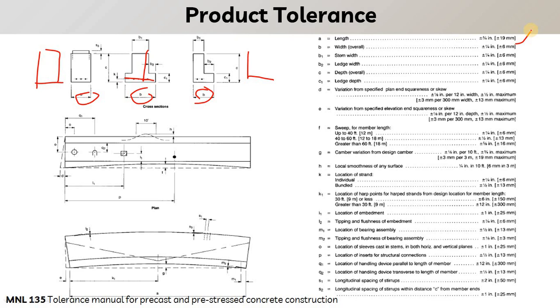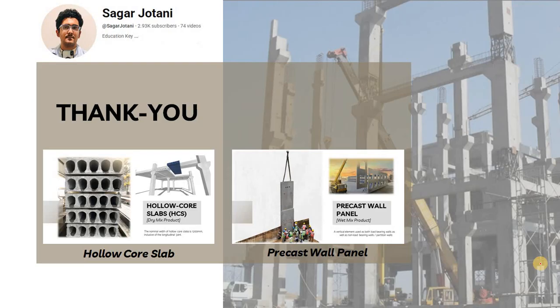The overall width of the beam can be tolerated as plus or minus 6 mm. We have the stem width as plus or minus 6 mm. The overall depth is plus or minus 6 mm. So these are all the parameters that have been suggested by Manual 135 as product tolerances. So this was all about the precast and prestressed beam.